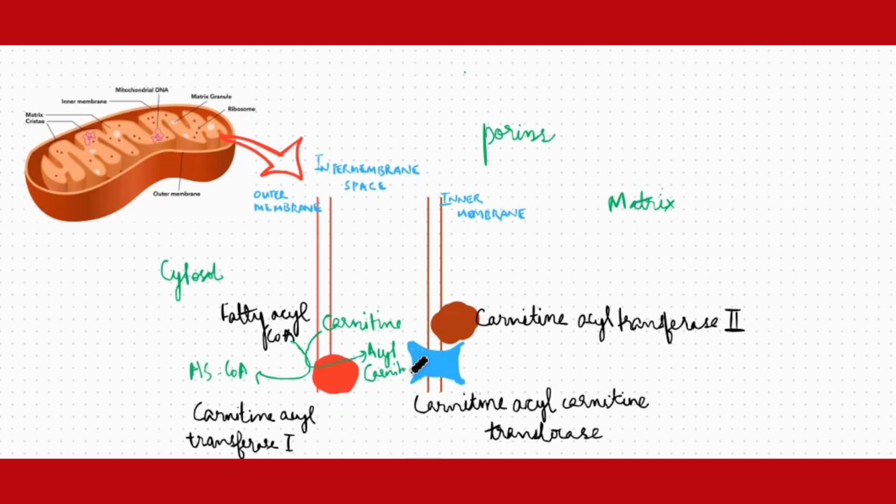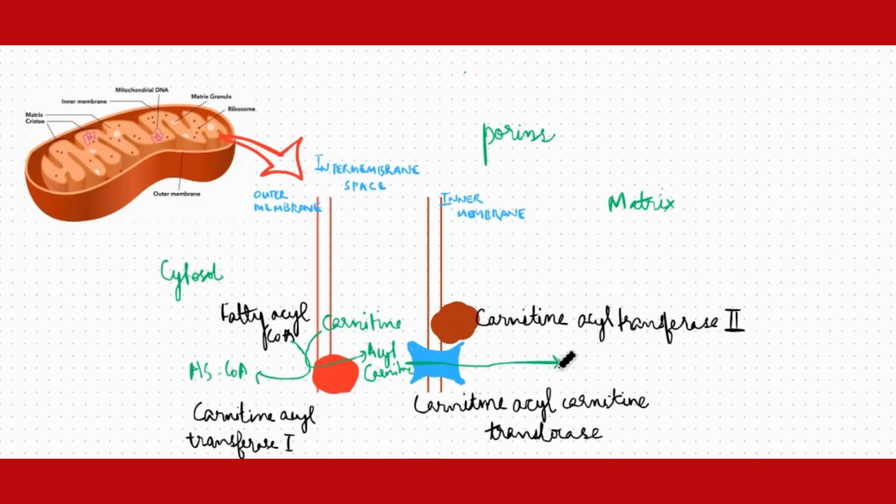Now, this acyl-carnitine can be transported across the inner membrane with the help of a transporter, shown here as carnitine acyl carnitine translocase. So in the first step, carnitine acyl transferase 1 combined the fatty acyl-CoA with carnitine and gave me acyl carnitine. This acyl carnitine is moved across the inner membrane with the help of a transporter called CACT, carnitine acyl carnitine translocase. Now you might be wondering why carnitine is written twice. You'll come to know in a bit.